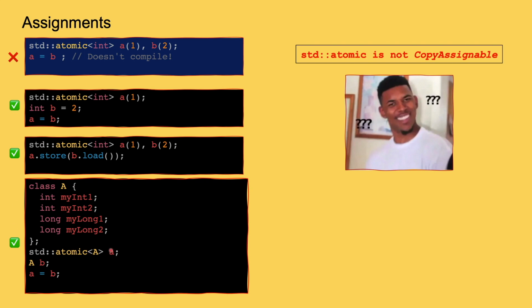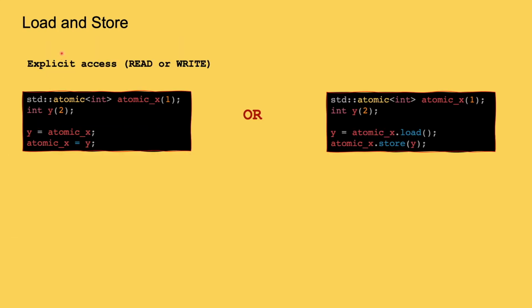So for example, here we have the variable a, which is atomic. We have variable b, which is not atomic, and then we can assign b to a. Again, remember, a and b cannot be atomic at the same time. Explicit load and store. So if x is atomic and y is not atomic, you can either write y is equal to x to read from x, or you can write x is equal to y to write into x. So you can either use this, or you can use explicit load and store. These two are really equivalent. There's no difference between them. So you can say y is equal to x.load, or you can say x.store, and then store the value of y inside x.